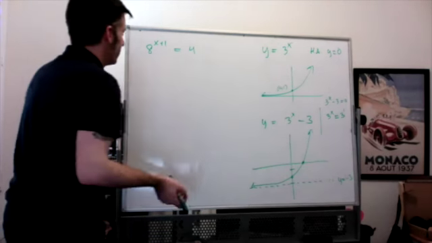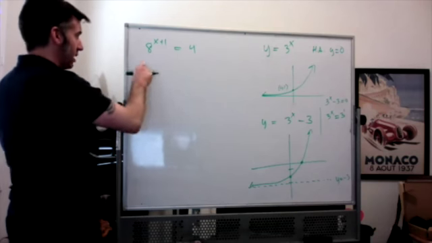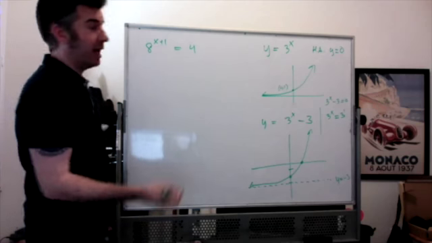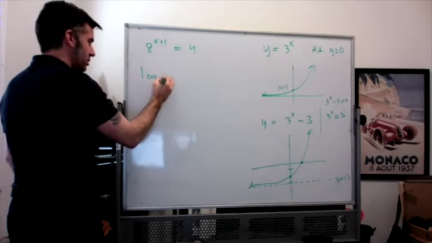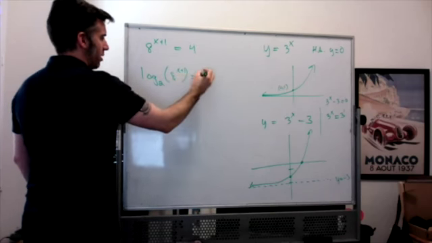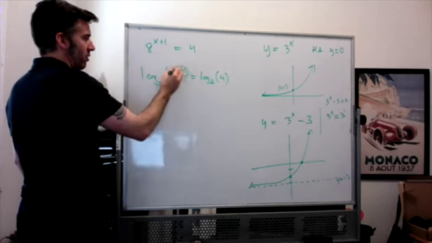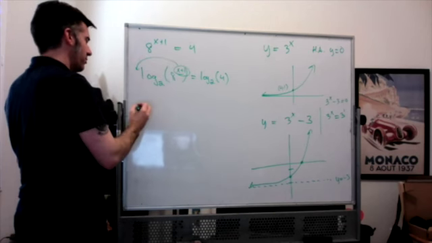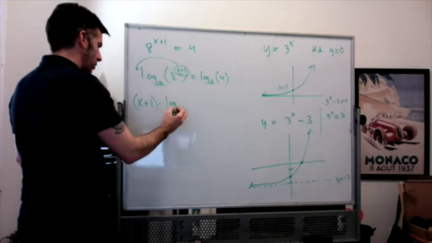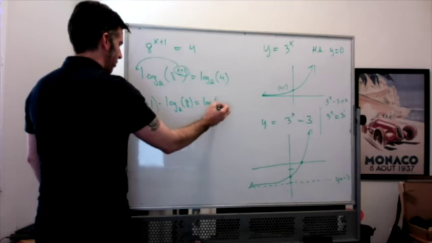Back to this question. Another way to solve this, if you see that they have a common base, 8 and 4 are both powers of 2, you can take the log base 2 of both sides. You can take the log base 2 of 8 to the x plus 1 and the log base 2 of 4. I'm going to use the power rule for logarithms to bring that x plus 1 down in front. So x plus 1 times log base 2 of 8 equals log base 2 of 4.